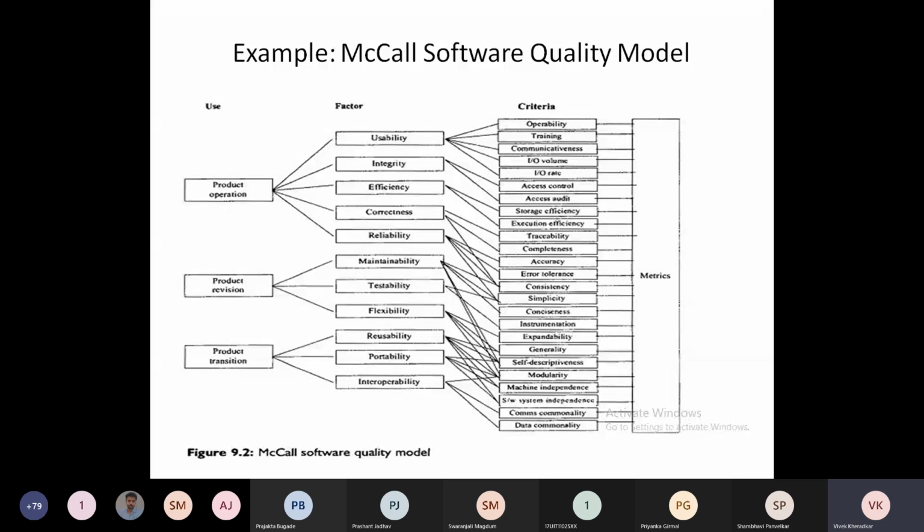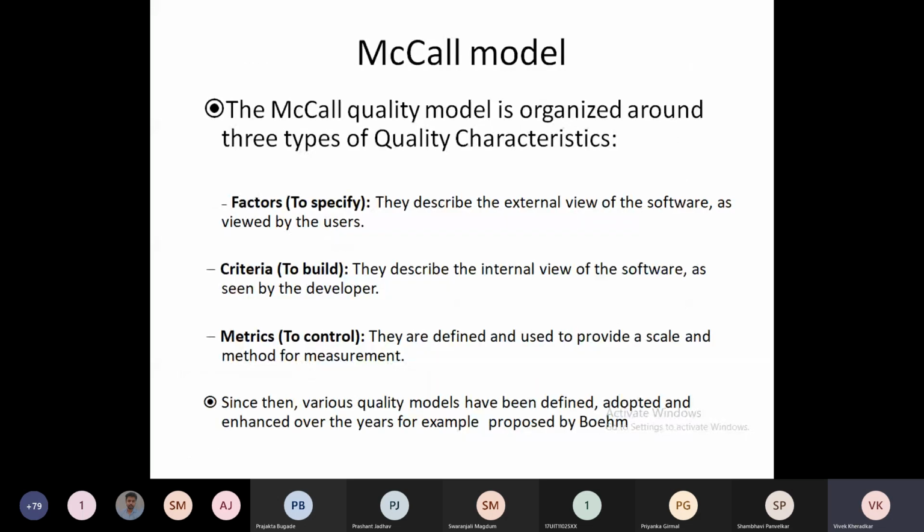What is the factor level? It describes the external view of software, which is viewed by the user. So in this diagram, the factors are, from the user's point of view, the measurement criteria for measuring software quality. So usability, integrity, reliability, these are the user's point of view. This is called the factor level, which is viewed by the user.